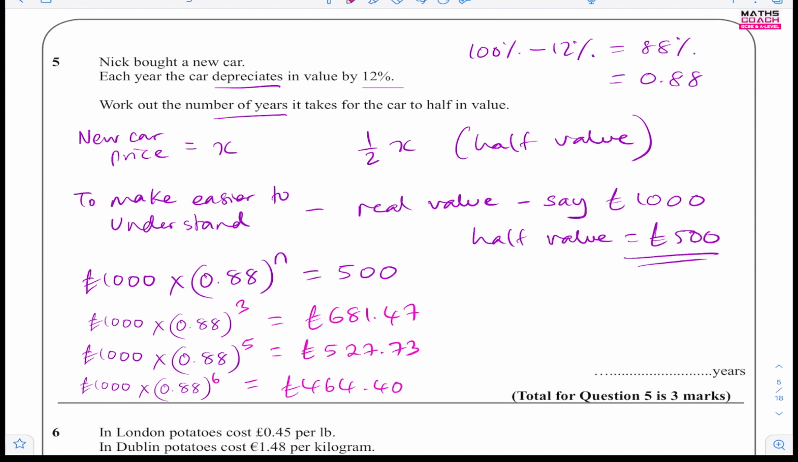So that means that between years 5 and 6, the car depreciates its value in half. Because it doesn't happen after 5 years, because after 5 years it's still £527, it's not exactly half, we will say that it happens between 5 and 6 years. So therefore it happens during the 6th year. So 6 is our answer.